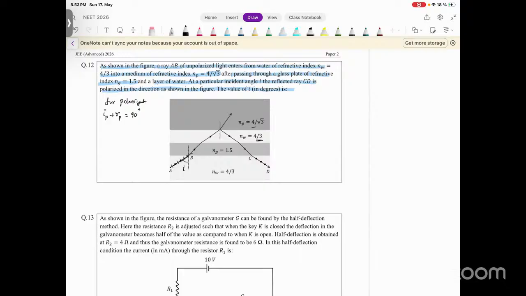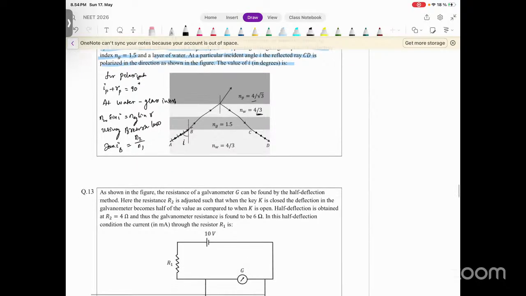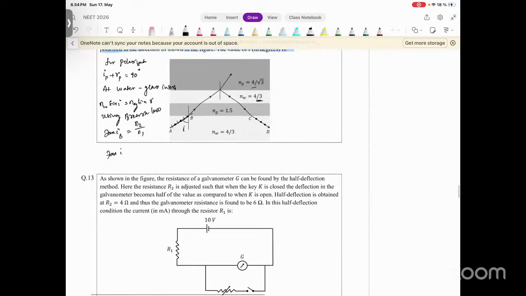Now, if I'm taking the water and glass interface, beta. At the water glass interface, refractive index of water into sine of I is equal to refractive index of glass into sine of R. Now, using Brewster's law, you can say that tan IB will be equal to N2 divided by N1. Okay. So tan I will be equal to Ng divided by N of water.